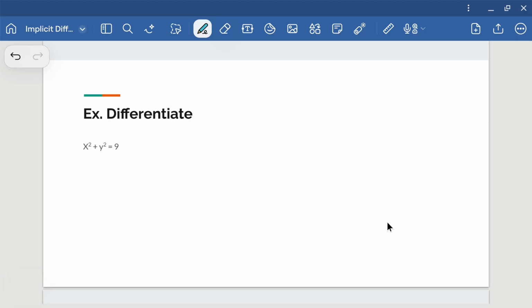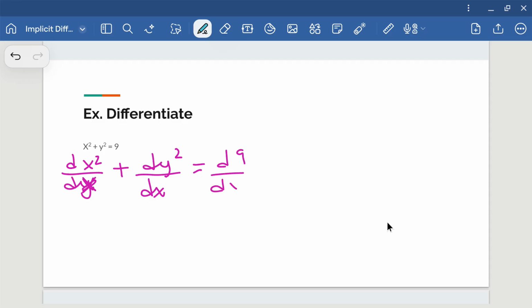So if we want to differentiate x squared plus y squared equals 9, we'll start by saying we're taking the derivative of x squared over dx, and then we are adding on the derivative of y squared over dx. I'm sorry, the first one is dx over dx because it's all in terms of x. And then that will equal the derivative of 9 over dx. Once we're at that point, then we can do what we were doing in the previous one, actually take the derivative. So if I took the derivative of x squared, it would be 2x.